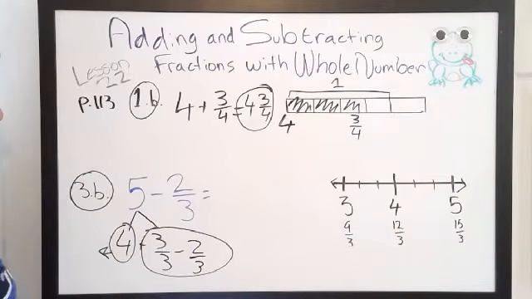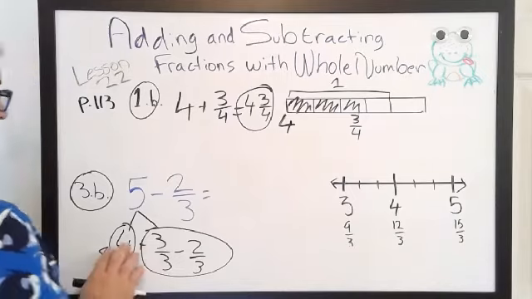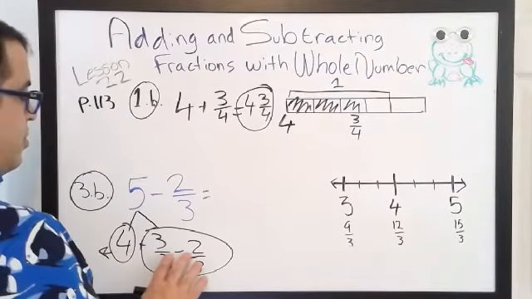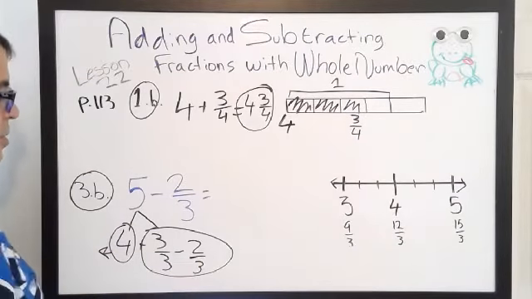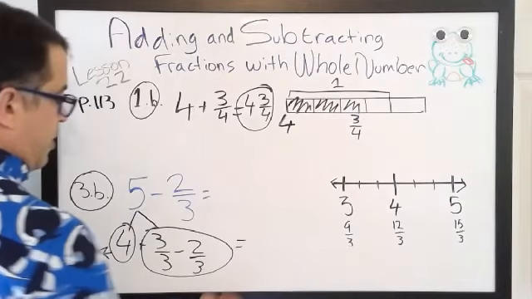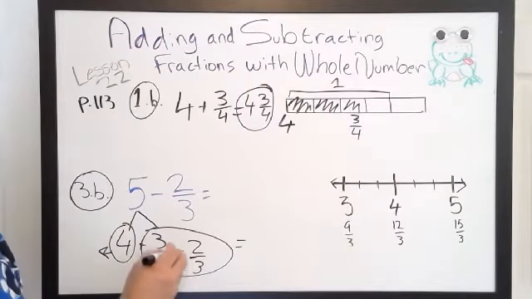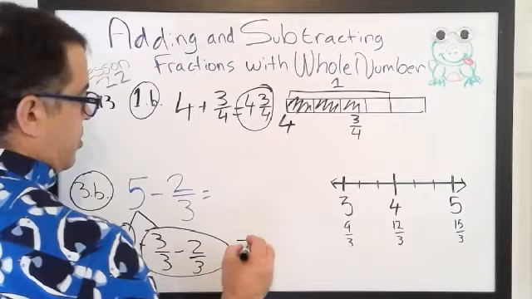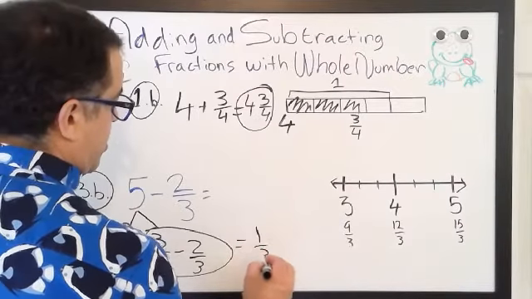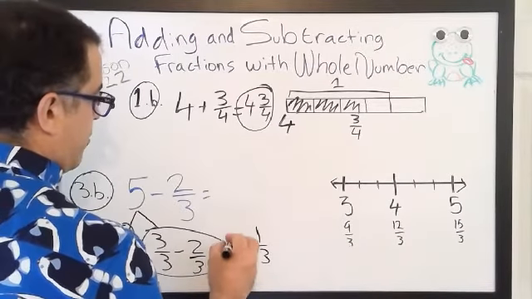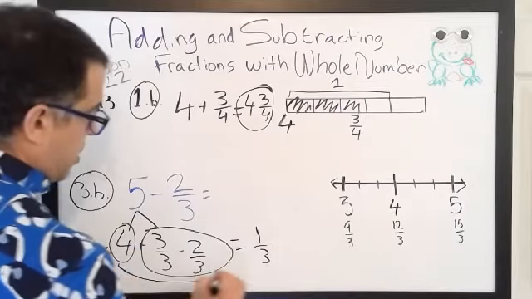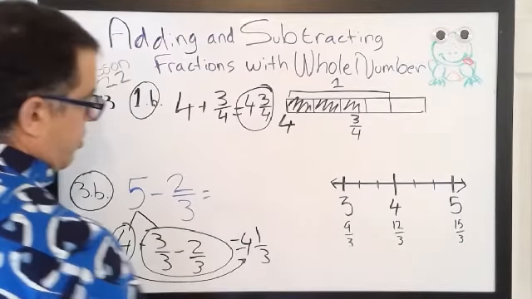2/3 minus 3/3. The 4 is fine. I can pull this 2/3 from 3/3 and have a result. So let's simplify that. 2/3 minus 3/3, that's 2 minus 3, that is simply 1/3. I bring the 4 back, and our answer is 4 and 1/3.